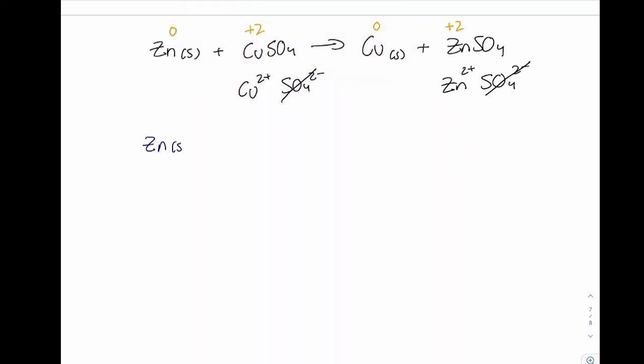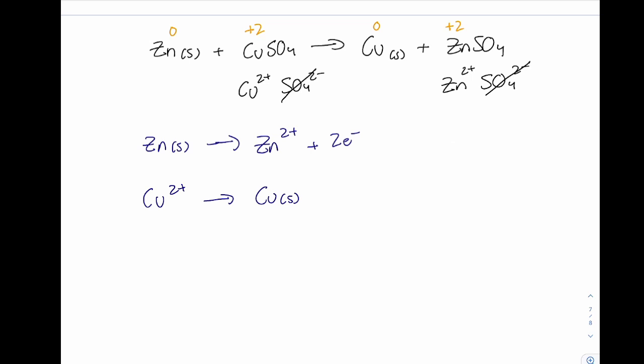I have zinc solid going to zinc 2+, and then I have copper 2+ going to copper solid. And then using our methods for balancing these, we would balance all atoms other than oxygen and hydrogen. They are. Balance oxygen and hydrogen, I don't have any. Then I balance charge by adding electrons.